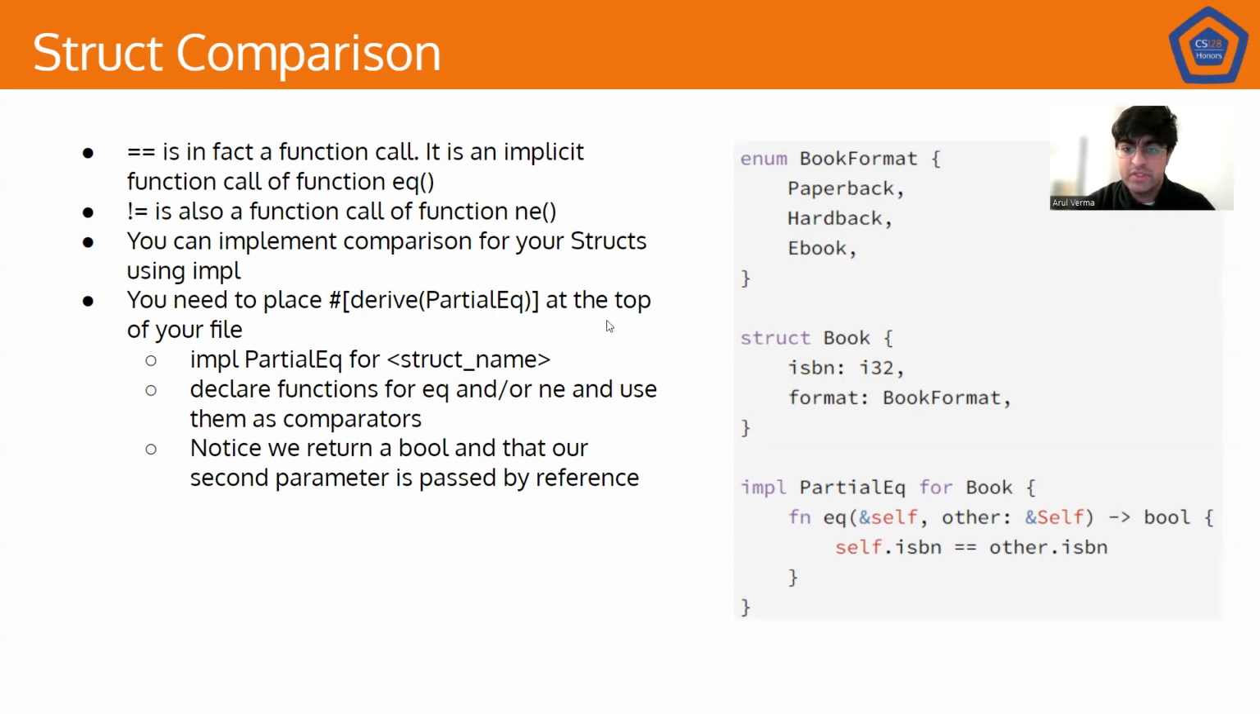And the way you can create some sort of check for comparison is by putting hashtag derive PartialEq at the top. This is the specific library that contains all of our comparison checks. And then you can say impl PartialEq for and then your struct name, and your functions are going to be called eq and ne. And this allows you to do your comparison. We can see here that we return a bool that is basically a yes or no, and Rust uses that bool to check if they're equivalent or not.